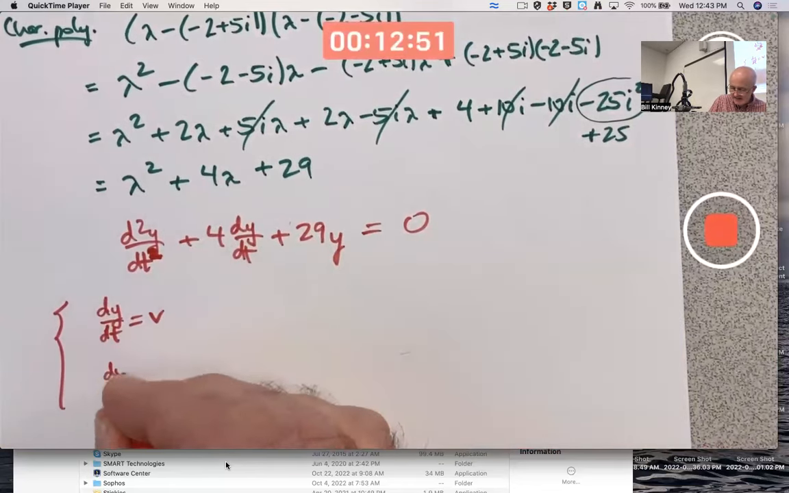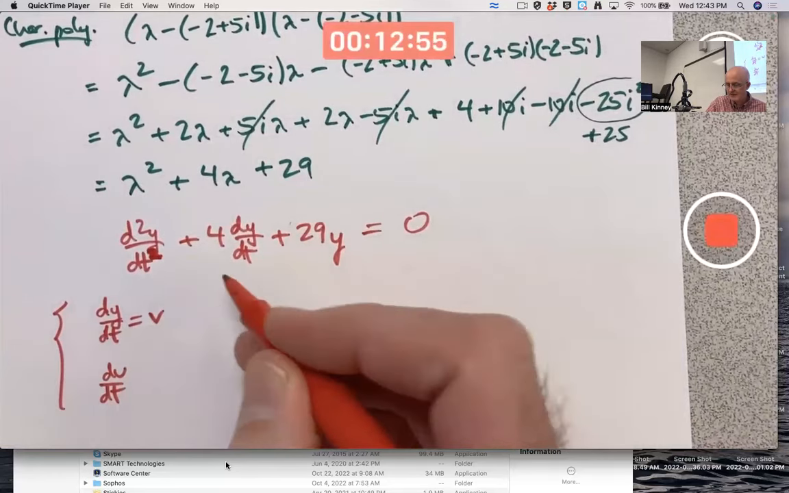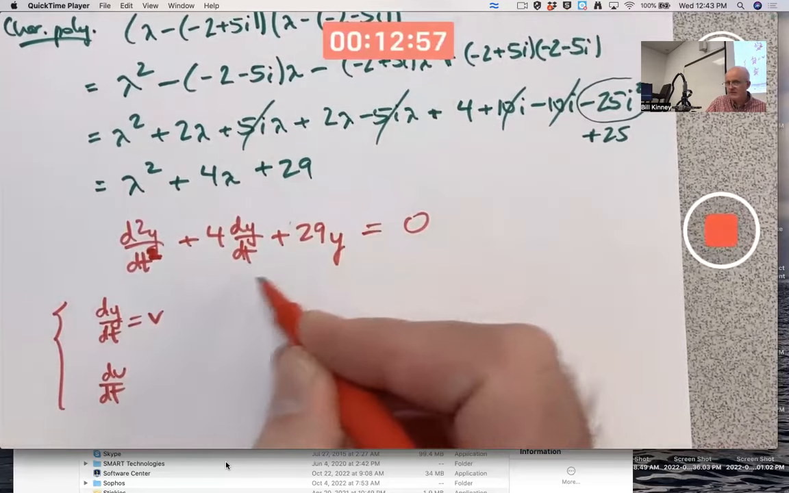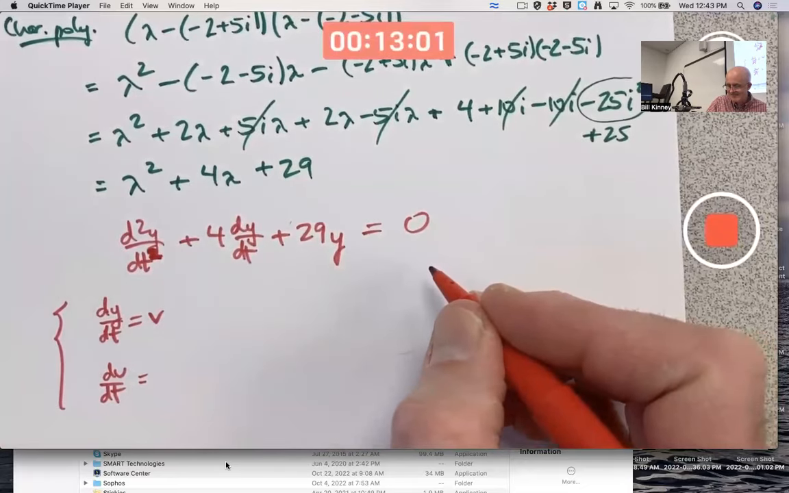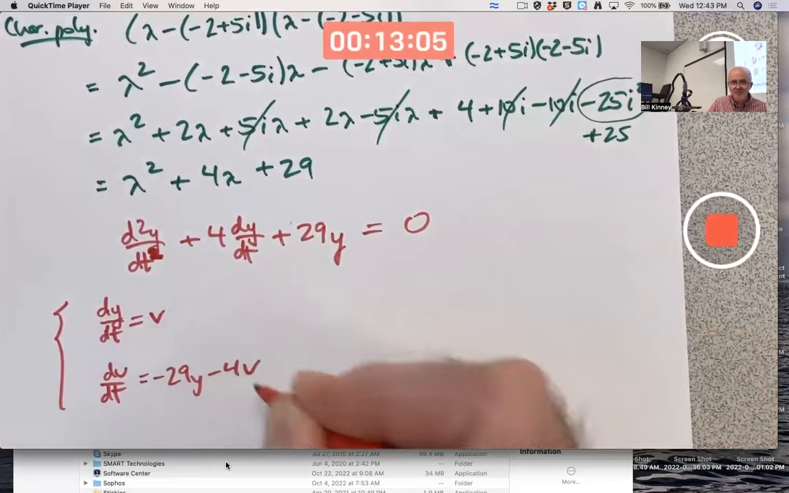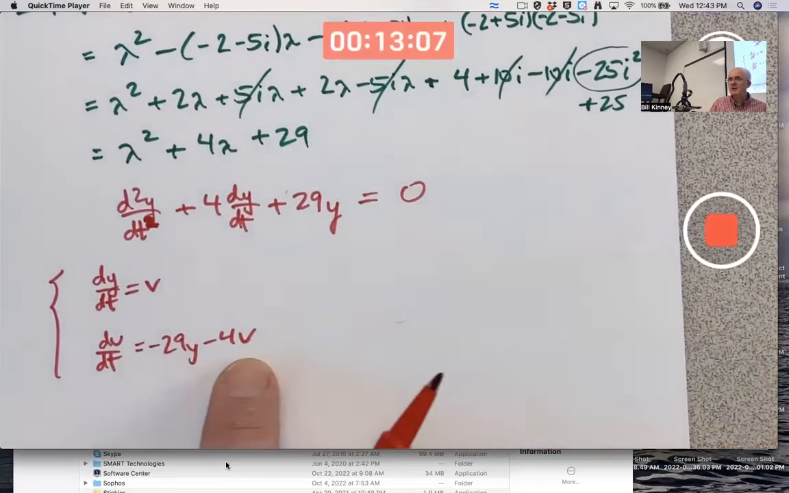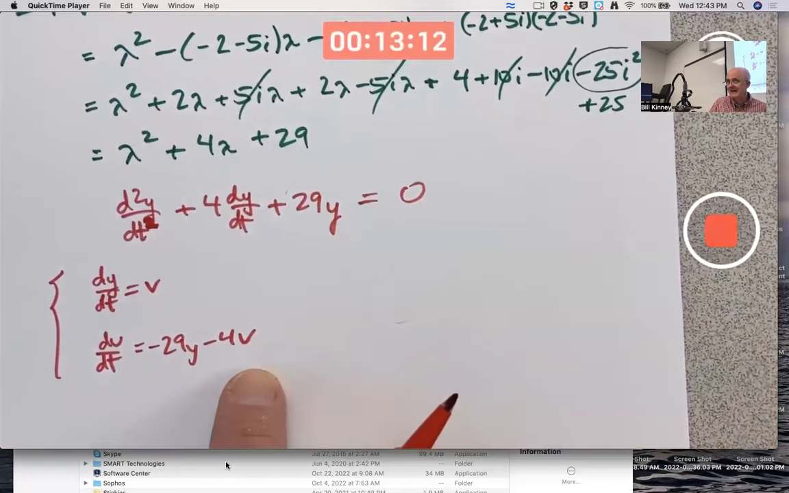Then dv/dt is, well, that's the second derivative of y with respect to t. And if you subtract these two terms from both sides, you get them on the right with negative signs. You get a negative 29y minus 4v. Now, technically speaking, you can put those in either order. You could also write negative 4v minus 29y.